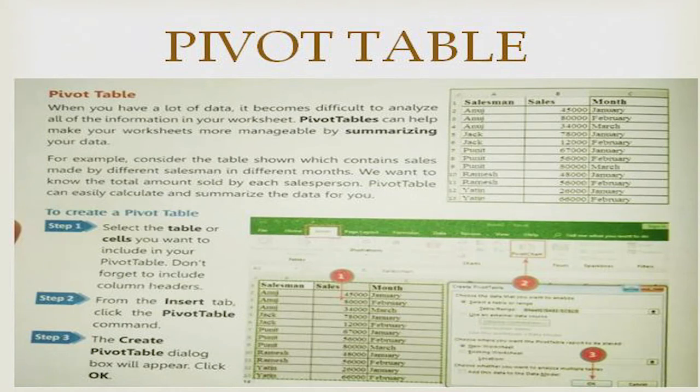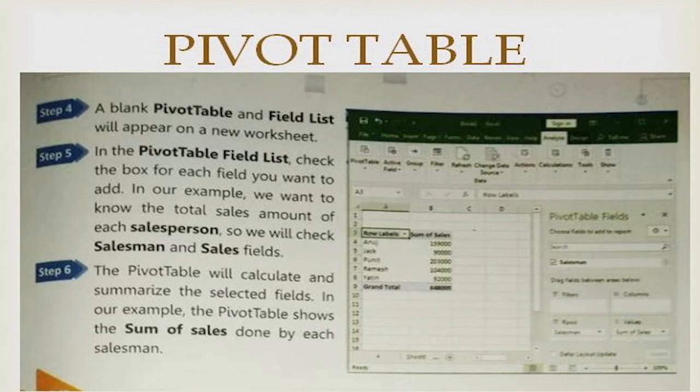Step 2, create the pivot table. Select the table or cells that you want to include in your pivot table. Don't forget to include column headers. We need to select column headers also. From the Insert tab, click the PivotTable command. The Create PivotTable dialog box will appear. Click OK. Next one is step 4. A blank pivot table and field list will appear on a new worksheet.